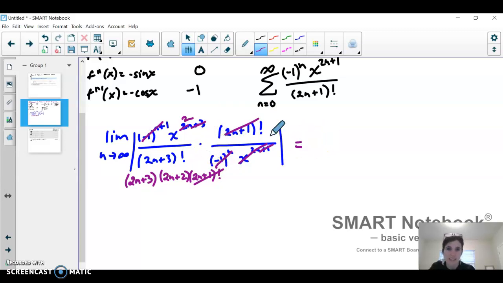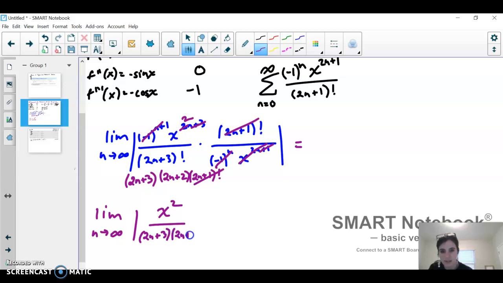Okay, guys, so what does this limit equal? Let me rewrite it one more step to make it a little bit easier to see. So we have the limit as n approaches infinity of the absolute value of x squared over 2n plus 3 and 2n plus 2 remain. Okay, what does this limit equal? Hopefully in your mind you just said 0, thinking about our end behavior rules, right? This is always less than 1. So what does that mean about our interval of convergence? That means that our interval of convergence goes from negative infinity to positive infinity.